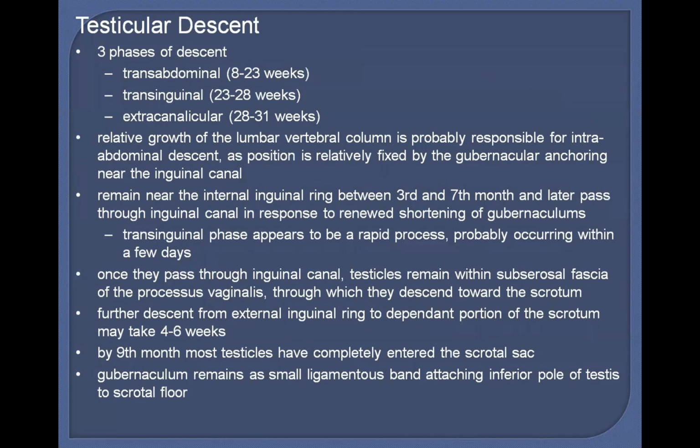So, next slide, please. Three phases of descent are seen in testicular descent: transabdominal, transinguinal, and extracanalicular. Relative growth of the lumbar vertebral column is suspected to be responsible for intra-abdominal descent, as the testis position is relatively fixed by the gubernaculum anchoring near the inguinal canal. This will remain near the internal inguinal ring from the 3rd month up to the 7th month.